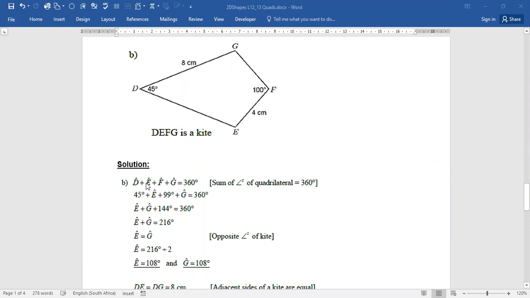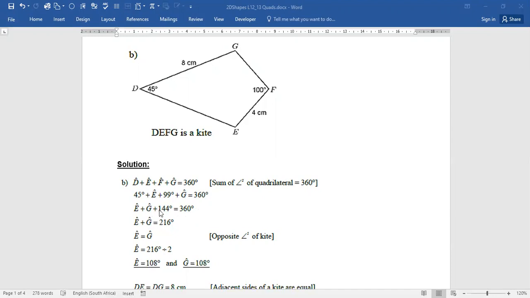Right, we have D plus E plus F plus G is equal to 360. So all the angles D, E, F, G add up to 360. Reason: sum of angles of a quadrilateral. We have a value for D, we have a value for F, which we write down in its place. We don't have values for E and G currently. So E plus G and 45 and 99 gives you 144. So E plus G plus the 144 is 360. So E plus G is equal to 216, which is 360 take away the 144.